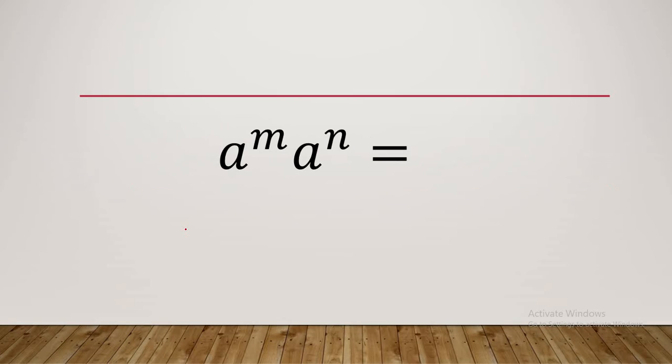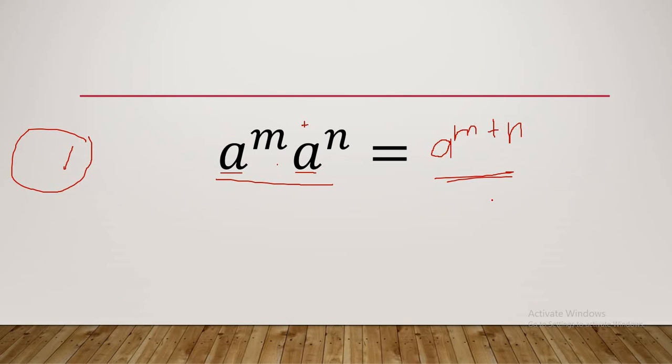Let's look at rule number 1. This is the first rule of indices. Look at this. This is an index equation. We have a raised to the power m times a raised to the power n. When we have equal bases, we add the powers. So in this case, a^m times a^n is equal to a^(m+n). This is rule number 1 in indices.